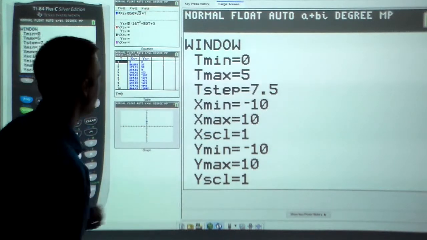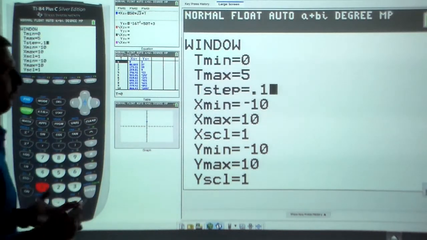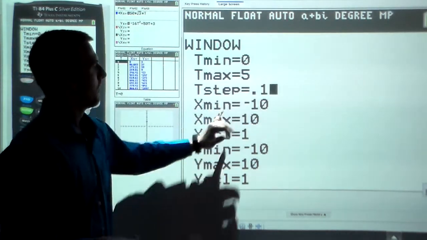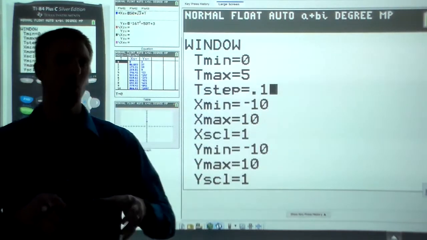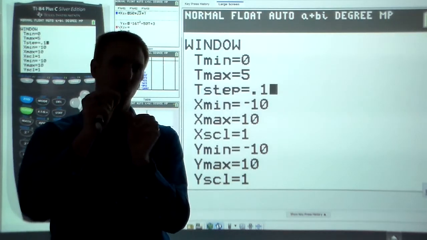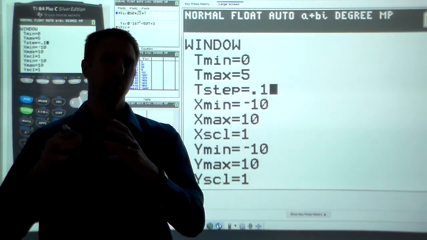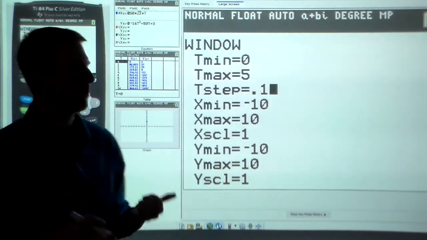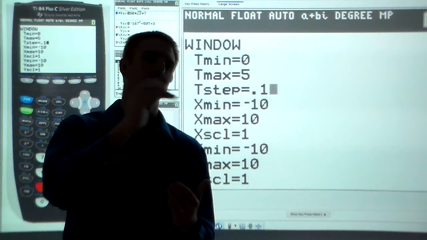So a safe time step is 0.1. That's a pretty good compromise. The trade-off here is if you make this smaller, you get more detail because it's graphing points closer together. But it takes longer to calculate. So 0.1 is a good compromise. You should get enough detail and it should move pretty quick.